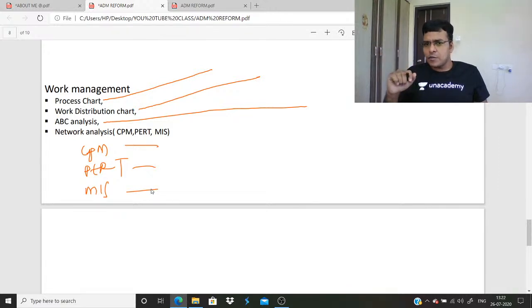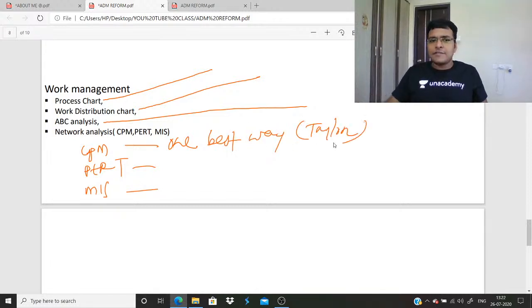CPM is critical path method. Critical means the best path. It is indirectly one best way. What is the best path to finish a particular work? That is the critical path. PERT: program evaluation and review technique. You need to evaluate the performance of a particular individual and you review it. After this review, you give feedback on how he can increase his performance, what he needs. So this is PERT, performance evaluation and review technique.